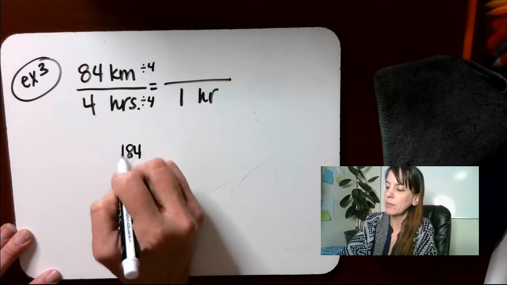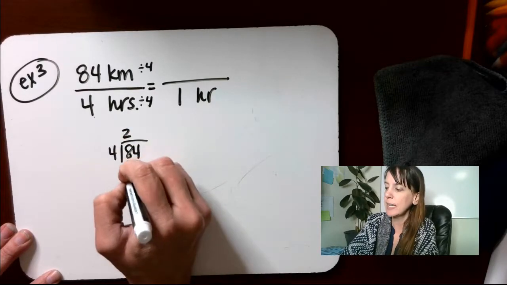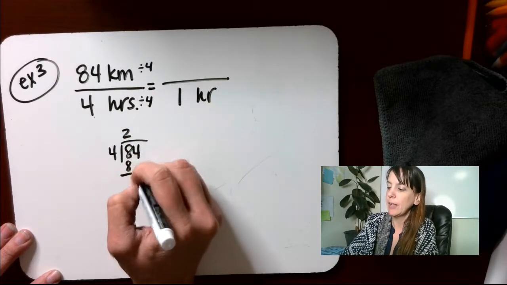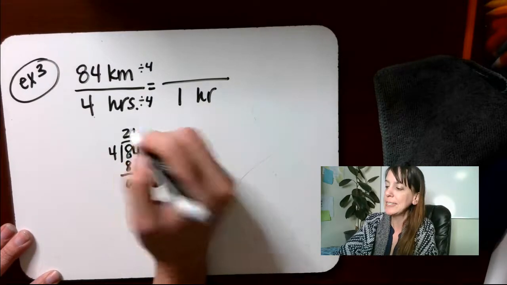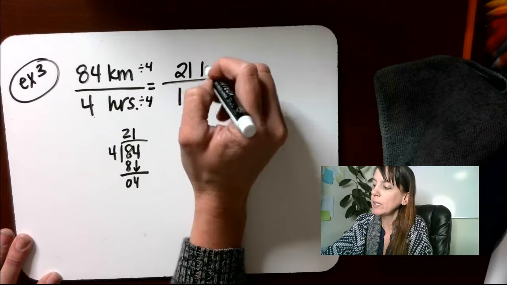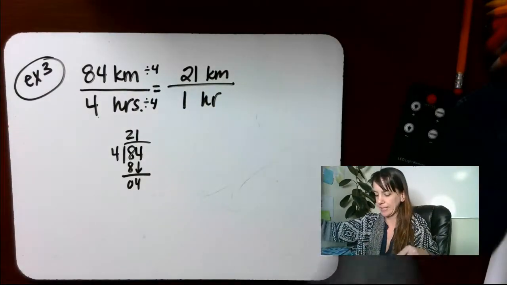So 84 divided by 4: 4 goes into 8 2 times. 2 times 4 is 8, right? And then that's 0, bring down a 4. 4 goes into 4 1 time. So 21 kilometers per 1 hour was his average rate.